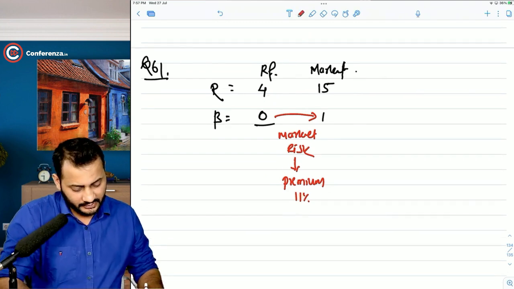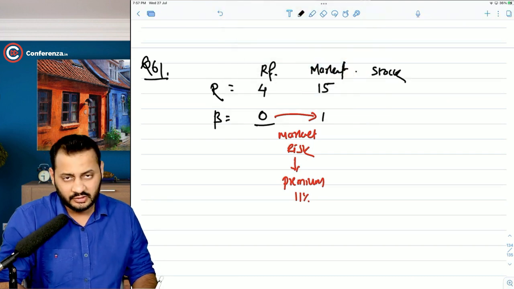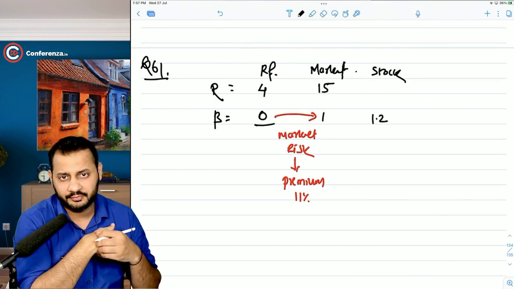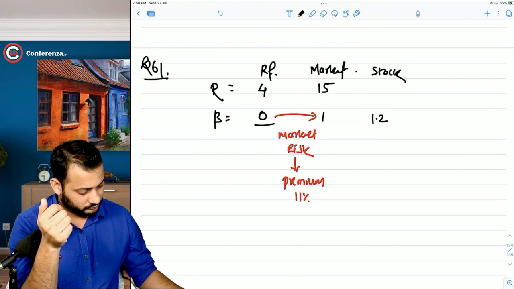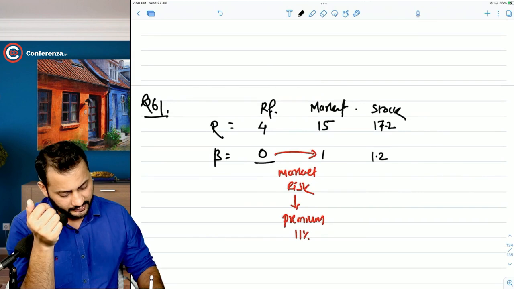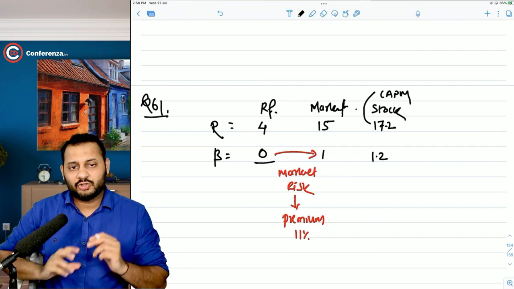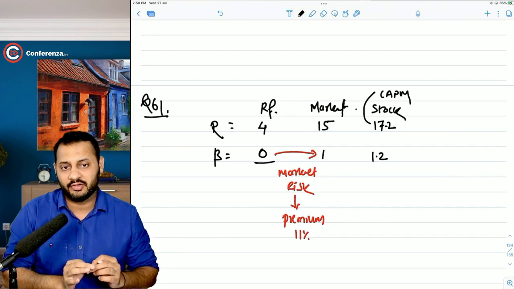Okay, that's great. Now, if I invest in a stock and let's say it is giving me 1.2 beta. Just give me a second. 1.2 into 11 plus 4. Okay, and the return of the stock comes to 17.2. This is calculated using CAPM. So that stock's 17.2 return is not the actual return. It is the required rate of return.